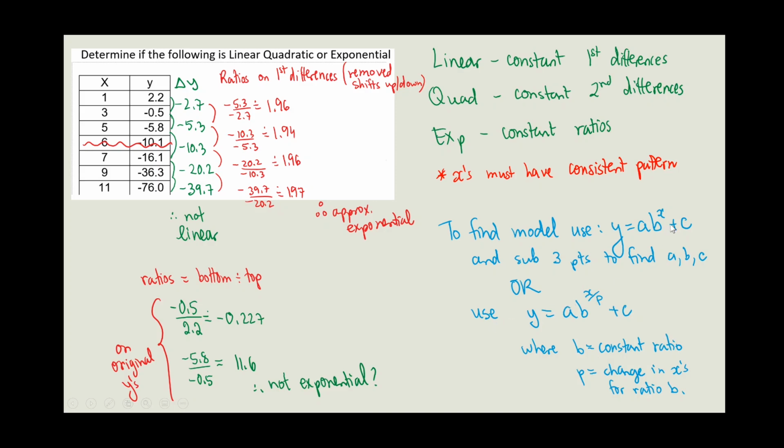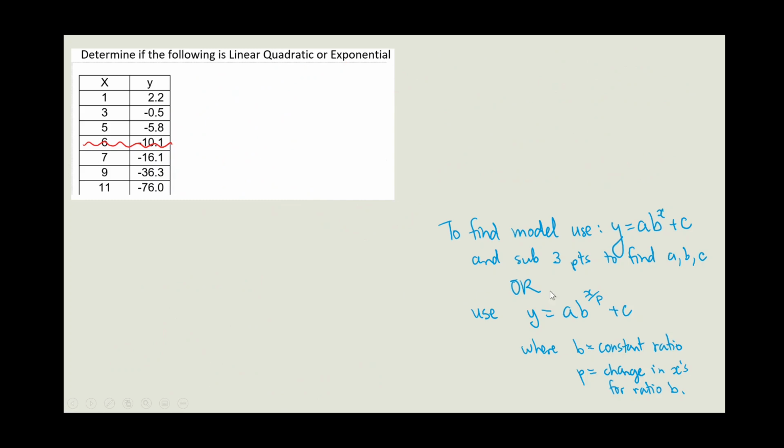Instead of having a single x as an exponent, we can also say that this exponent will be x over some number I called p. Sometimes I refer to it as the period, that's why I called it p. If you go this way, then b is going to be the actual constant ratio we have found, so for us, approximately maybe 1.96. And p is going to be the change in x's for this ratio b. The change in x's for us is plus 2, plus 2, plus 2. So let's see what we can do with that. I'm going to keep this information beside us as we go with this first option of finding a, b, and c using 3 points.